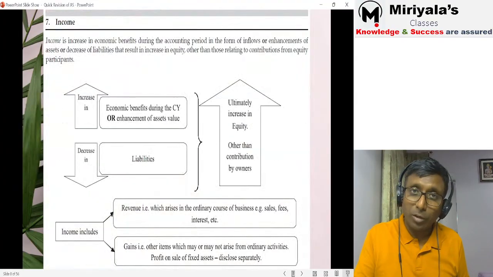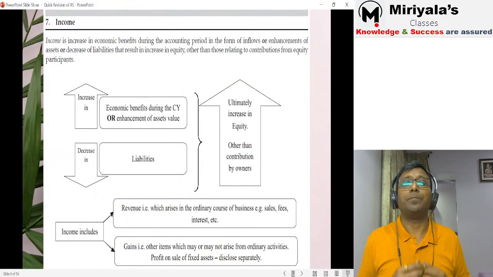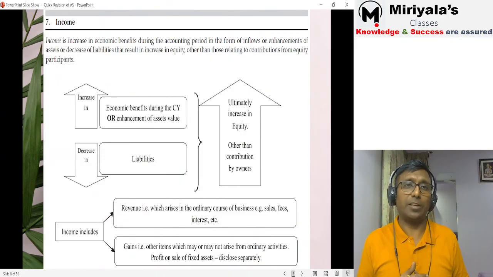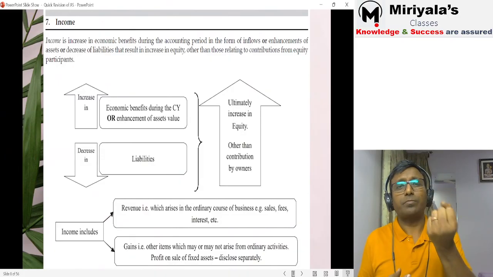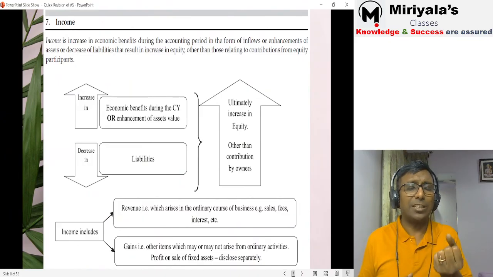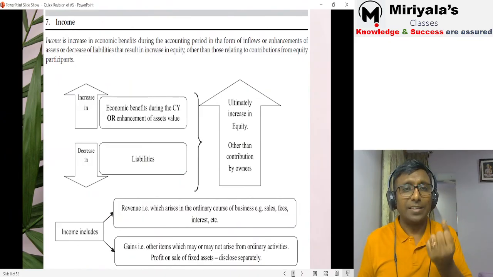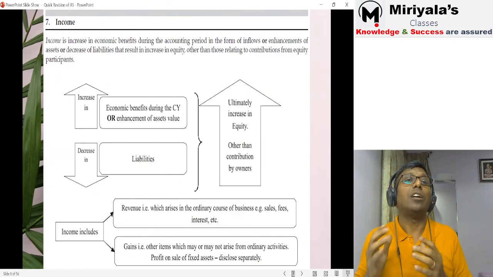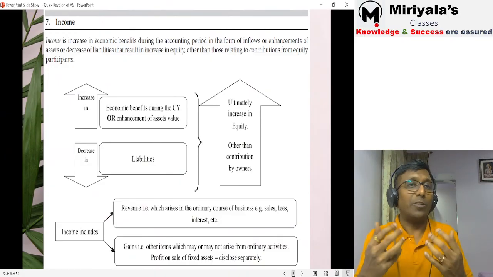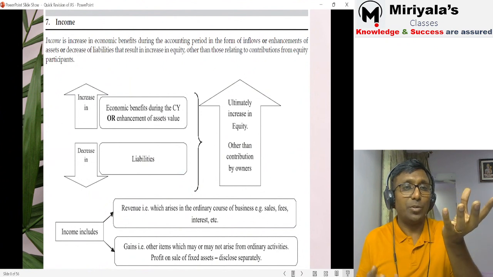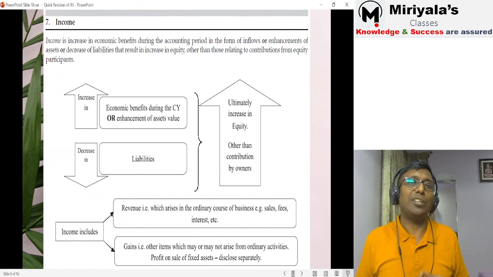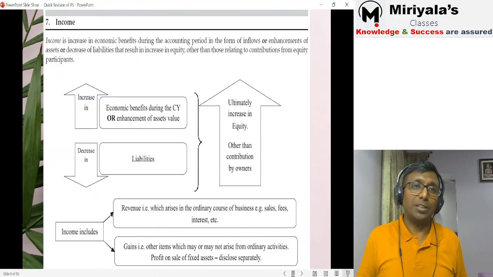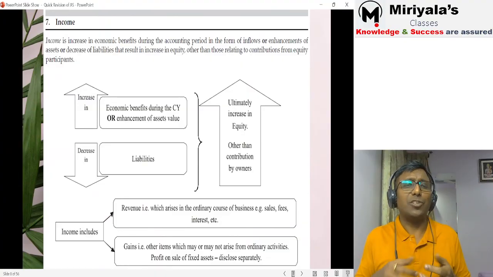One more important definition is income. What is income? There is a very broad definition by the framework. It is an increase in future economic benefits, that is, an increase in assets or a decrease in liabilities, ultimately an increase in equity, other than contribution by the owners. If you issue shares, there will be an increase in equity and in assets, but it need not be income. That's why they said excluding contribution by the owners. What is the expense definition? Exactly the opposite.